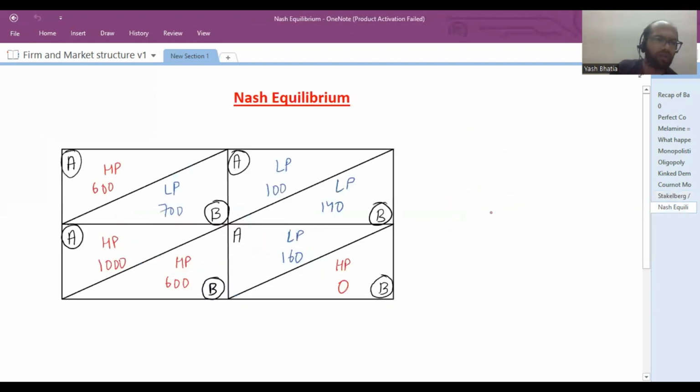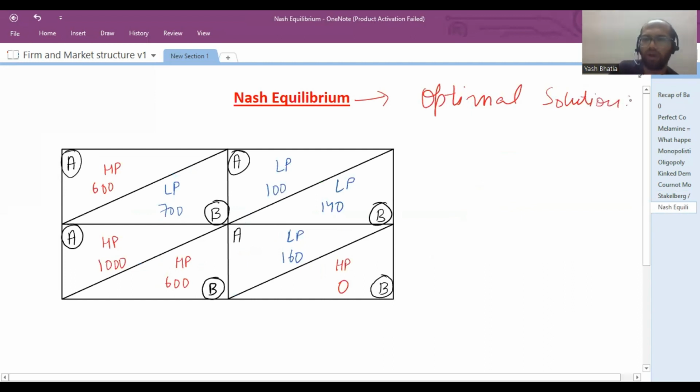Now the last model, we move on to Nash equilibrium. So Nash equilibrium in oligopoly tries to find one optimal solution, so that all the players in the market benefit to the maximum. Okay, so here in this example, there are four quadrants. In this rectangle, you can see these are the four quadrants. The rectangle is divided into four quadrants.